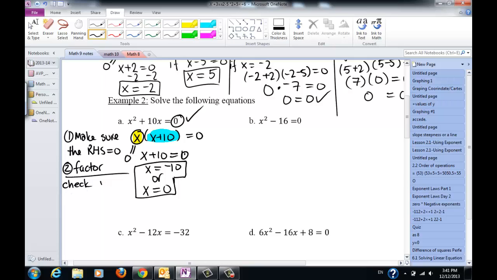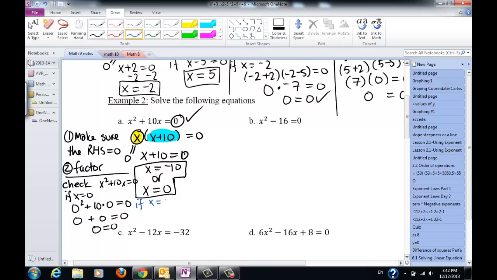So my equation was x squared plus 10x equals 0. If x equals 0, I get 0 squared plus 10 multiplied by 0 is equal to 0. 0 squared is 0, 10 multiplied by 0 is 0, 0 plus 0 is 0, and that equals 0. I'm just going to do it in blue here.